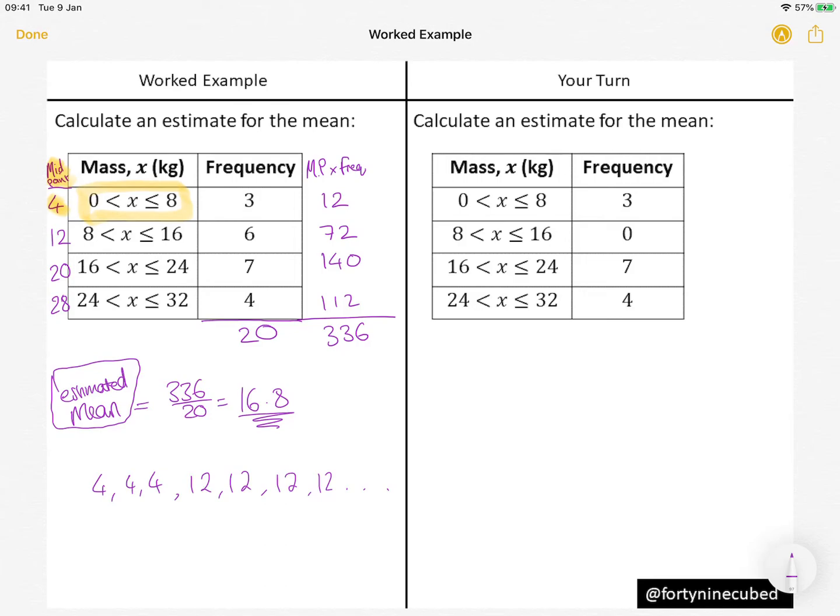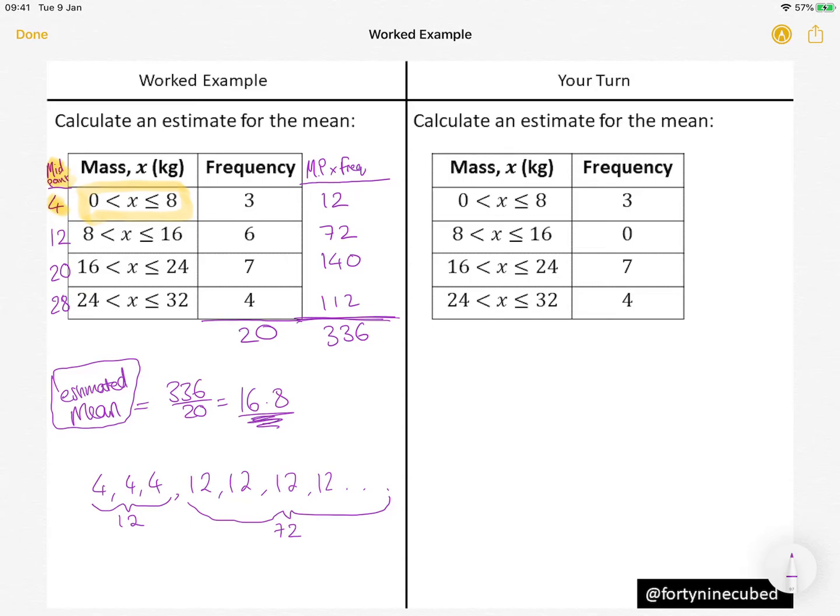Once we've got the midpoint, it's exactly the same as working it out from a frequency table, which I had a video on last week. So this column here is midpoint times frequency, because what that's doing is adding up your 3 lots of 4 and adding up your 6 lots of 12. And we saw that when we wanted to do the mean, we want the total of all of our values. So that multiplication is in effect adding up all of my 4s, all my 12s, all my 20s, and all my 28s. I then totaled them to get the sum of all of the values, and then divided it by how many there are, the sum of the frequencies, so that's 20. So my estimated mean is 16.8.